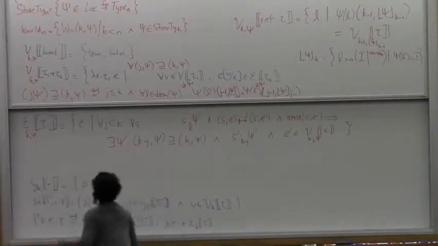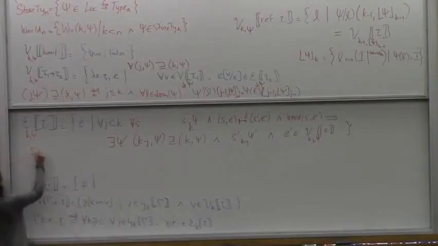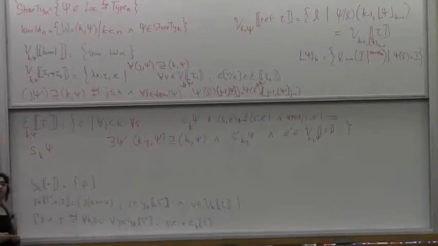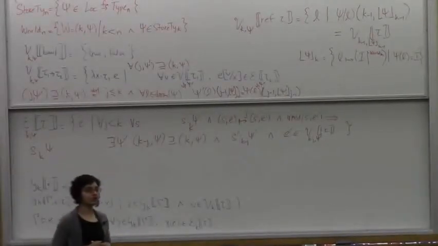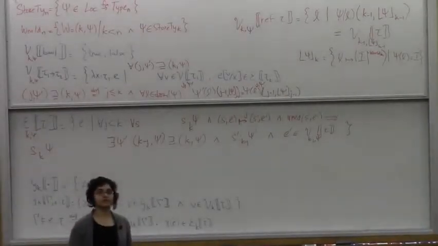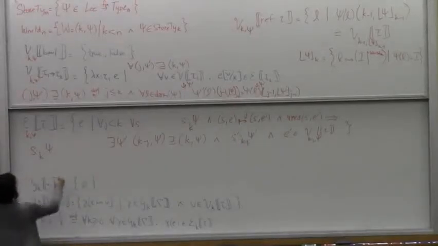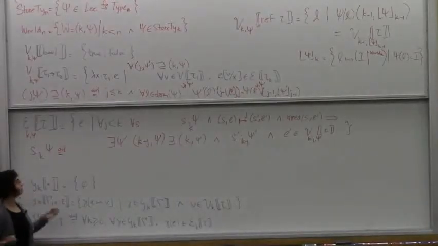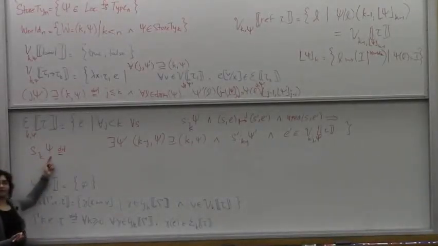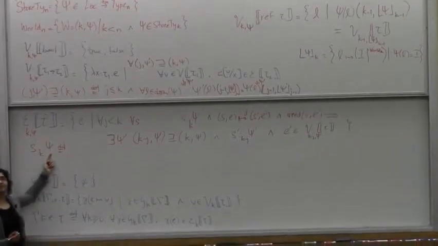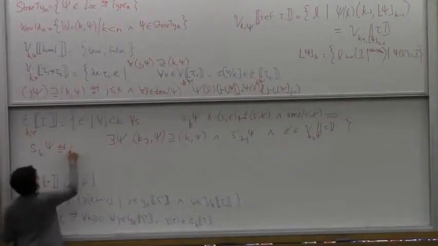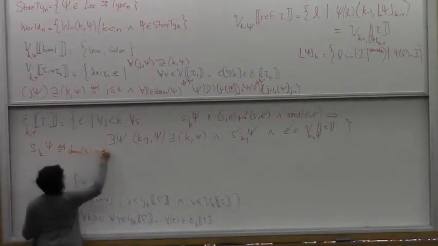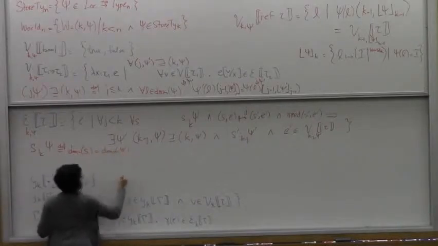So let's define when a store satisfies a store typing for k steps. When do you think that is? Mapping from locations to values, mapping from locations to interpretations of types. So we better make sure that the domains are the same. So the domain of S better be equal to the domain of psi.